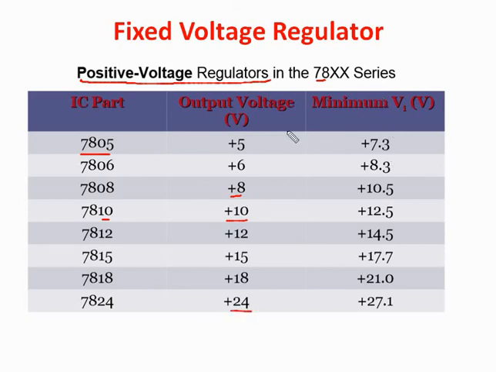The minimum input voltage required for this IC is 7.3 volt. Suppose the minimum input voltage is reduced from 7.3 volt to 7.2 volt, then we don't get 5 volt output. So the minimum voltage required for the 7805 positive voltage regulator is 7.3 volt. This also applies as the minimum voltage for the different types of ICs. For 24 volt, the minimum input voltage is 27 volt.